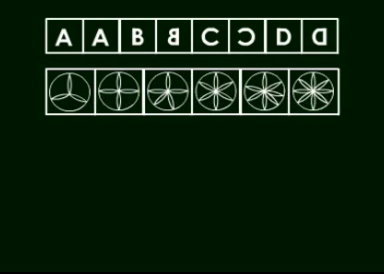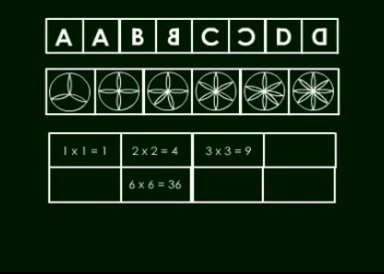Now here, see the next one. 1 into 1 is equal to 1. 2 into 2 is equal to 4. Correct. 3 into 3 is equal to 9. So what will be in the next square? Correct. It will be 4 into 4 is equal to 16. Next one. 5 into 5 is equal to 25. Here 7 into 7 is equal to 49 and 8 into 8 is equal to 64.